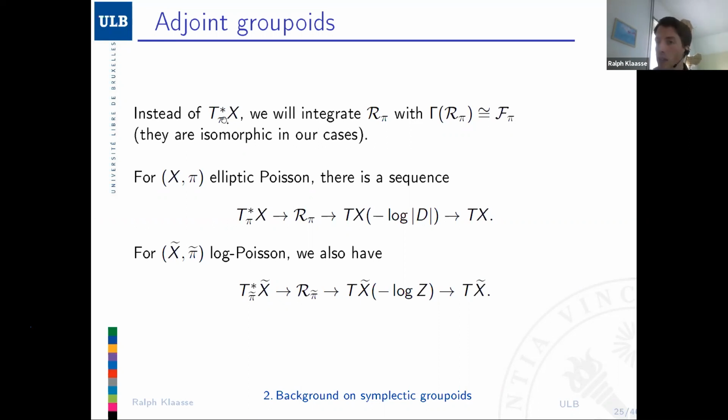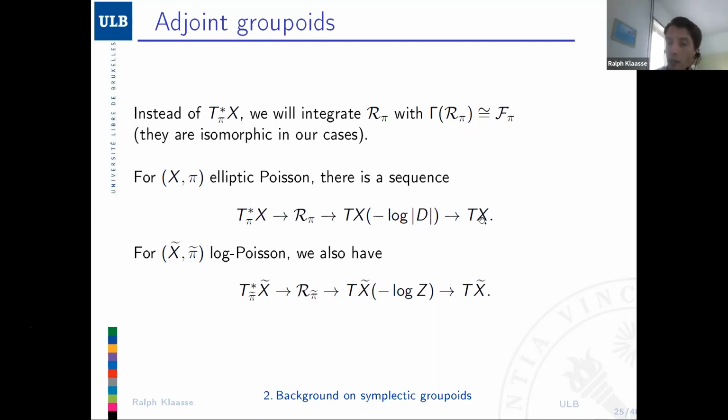Here, the bundle is very simple, you might think, it's just T star, and all the information is contained in the anchor and the bracket, pi. While over here, the bundle is more complicated, as we will see, even though they're isomorphic. But the anchor map is just the inclusion, or the map induced by the inclusion on sections. So it's easier. Anyways, if you do this, you get sequences like this for the elliptic and log cases.